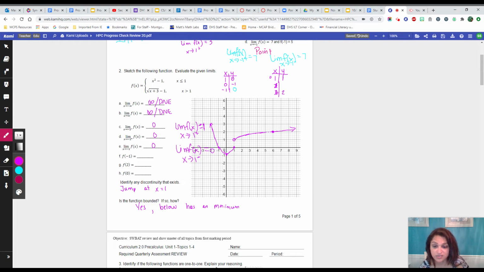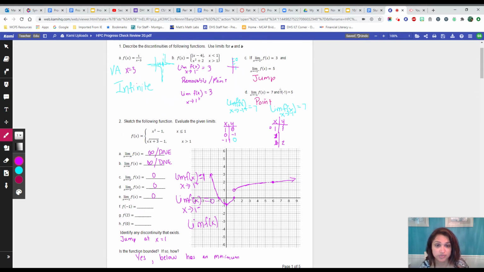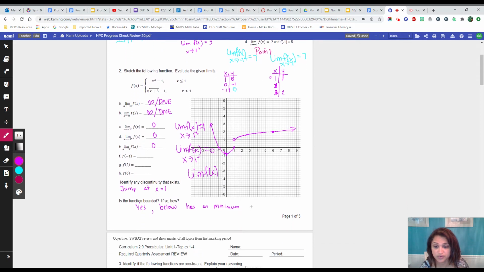So can I say the limit of the function as x approaches 1 is something? No, because from the right-hand side is a different value than from the left-hand side. There's a jump here. And that's why, like in this particular example, you had 2 different limits. That's when you get a jump. When you have the same limit and an undefined and a different value here, that's when you get a point or removable. Okay, so here, this one is does not exist.